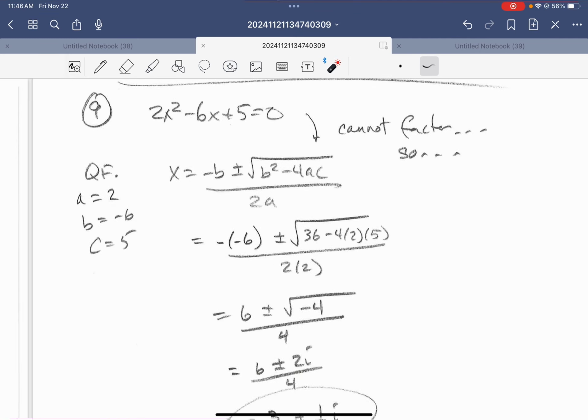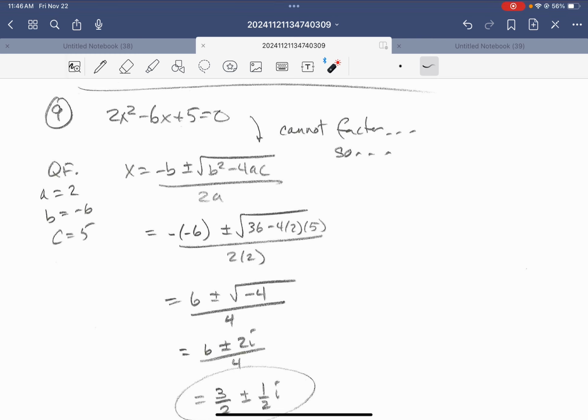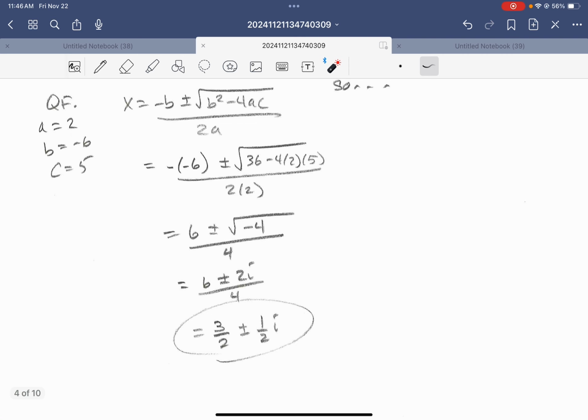Okay, for 9, again, it's the same sort of deal. We're just using the quadratic formula because we could not factor. Also, make sure at the end you break it apart into 2 terms.